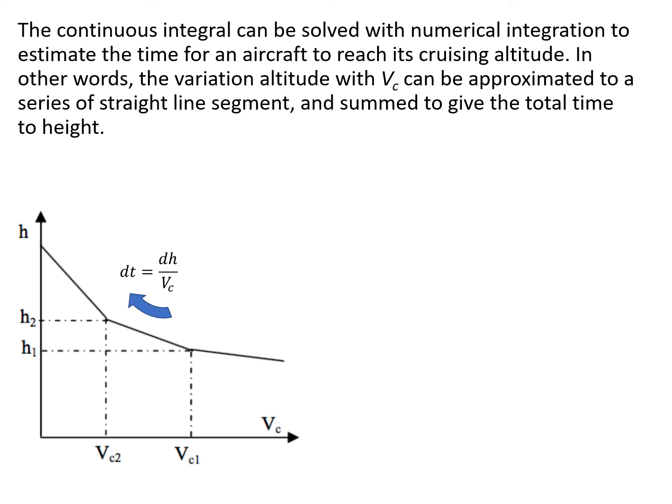Now we need to calculate the time used to climb. On the graph here, the horizontal axis is the vertical speed, and the vertical axis is the height. We can see that with increasing height, the vertical speed actually decreases. So let's focus on the climb section between h1 and h2. The time used, which we call dt, can be calculated as dh divided by Vc.